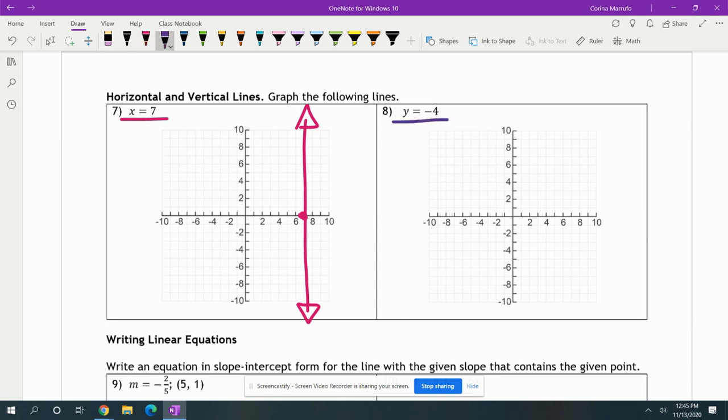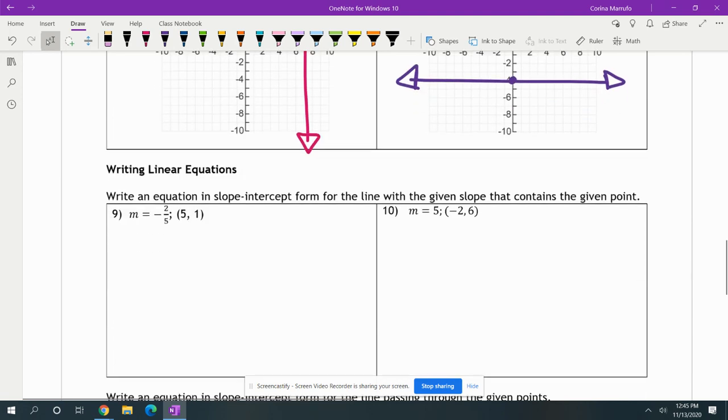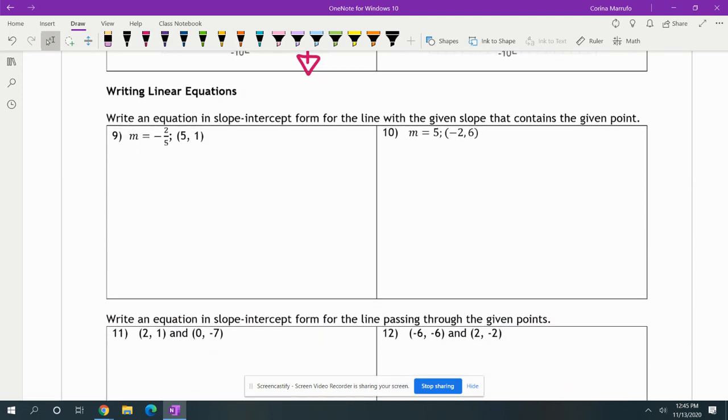And then y equals negative 4. We look for negative 4 on our y-axis. Here's negative 4. And we go straight through it. That's it.